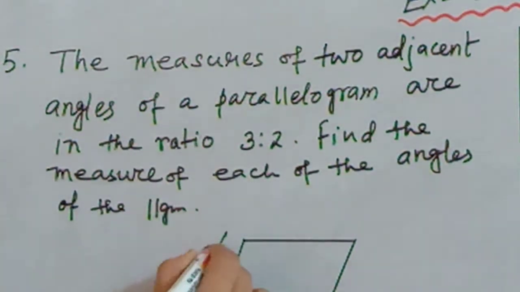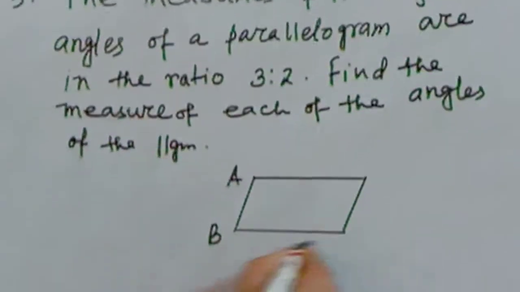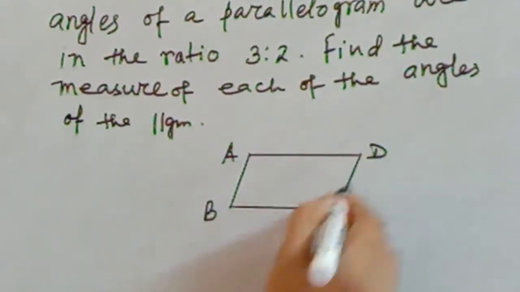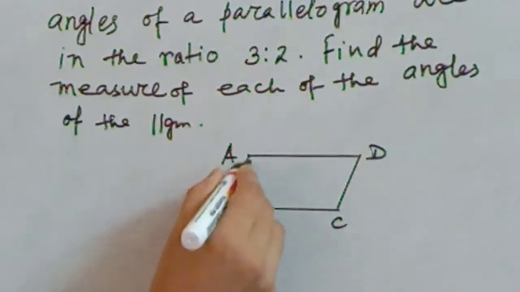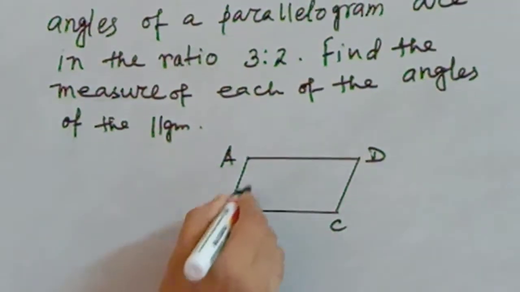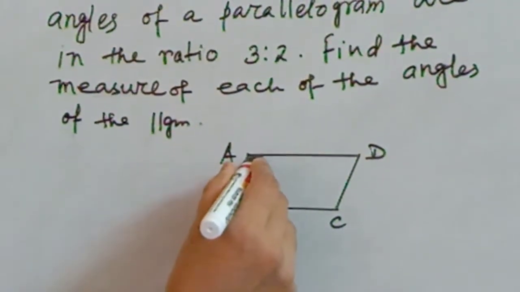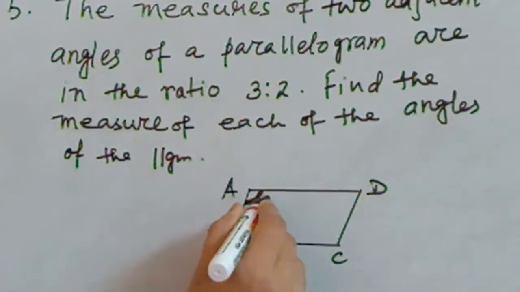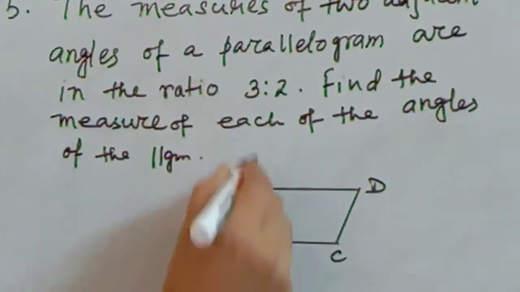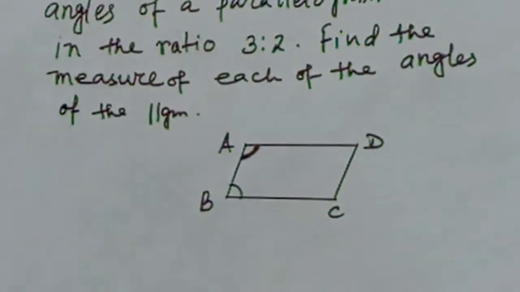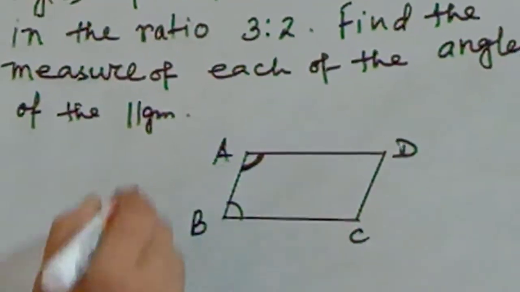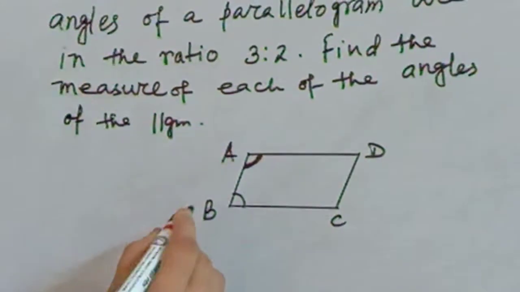Say this is a parallelogram, and the name of this parallelogram is ABCD, and adjacent angles, say this angle and this angle. Take this one and this one as two adjacent angles. Their ratio is given in this way, 3:2. Find the measures of each of the angles of the parallelogram.